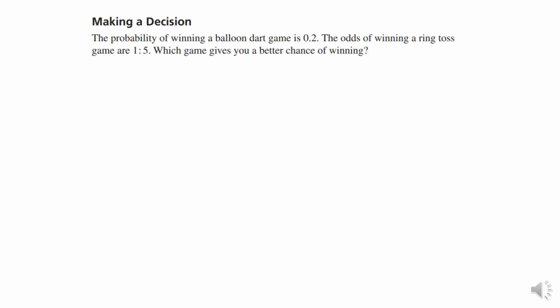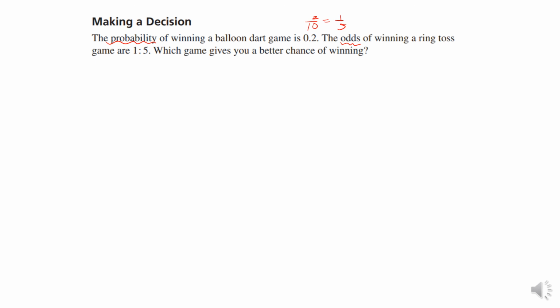Okay, so we have a problem here where we've got to decide on something. The probability of winning a balloon dart game is 0.2. The odds of winning a ring toss game are 1 to 5. Which game gives you a better chance of winning? So if you're rushing through a problem like this, you probably would go, well, 2/10 equals 1/5, so it's the same. However, this one is probability, and this one is odds, and you can't compare those. So you've got to change one of them into the other.